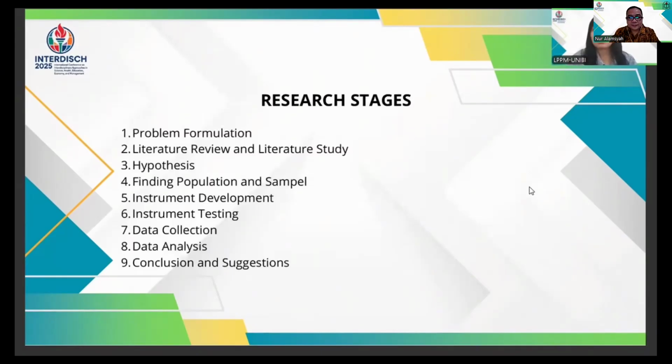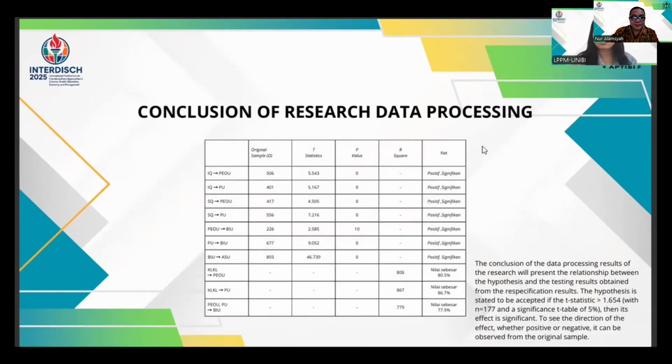Next, research steps. Number 1, problem formulation. Number 2, literature review and literature study. Number 3, hypothesis. 4, finding population and sample. 5, instrument development. 6, instrument testing. 7, data collection. 8, data analysis. 9, conclusion and suggestion.